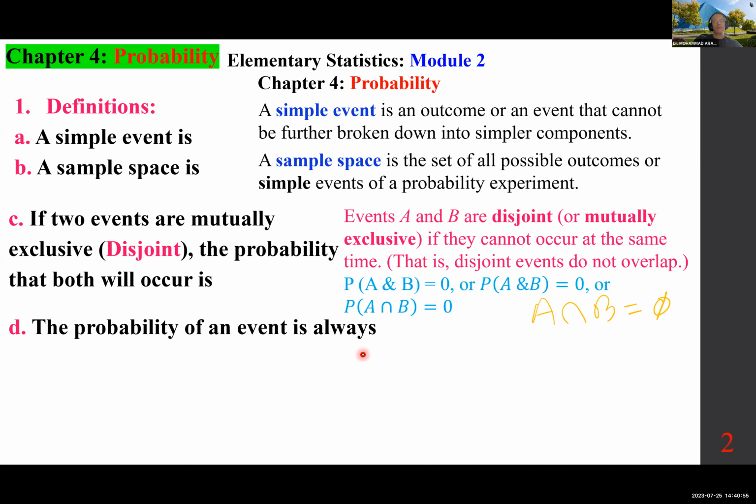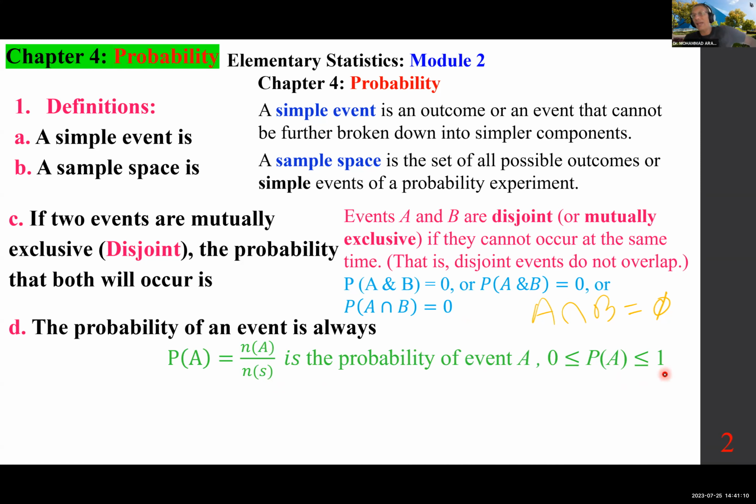The probability of an event is always between 0 and 1. So P of A is N of A over N of S, the probability of event A, and it's between 0 and 1. Can it be 0? Yes. Can it be 1? Yes. Can it be negative? Absolutely not. Can it be larger than 1? Absolutely not. The only time that it may be, say, 1.00000001, the total, okay, is if it's due to round-off error.